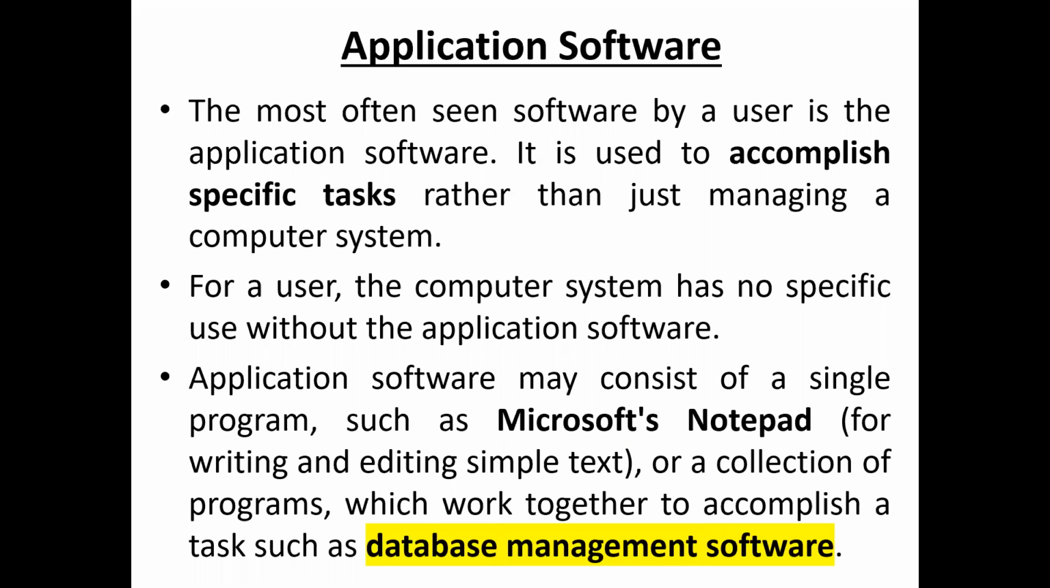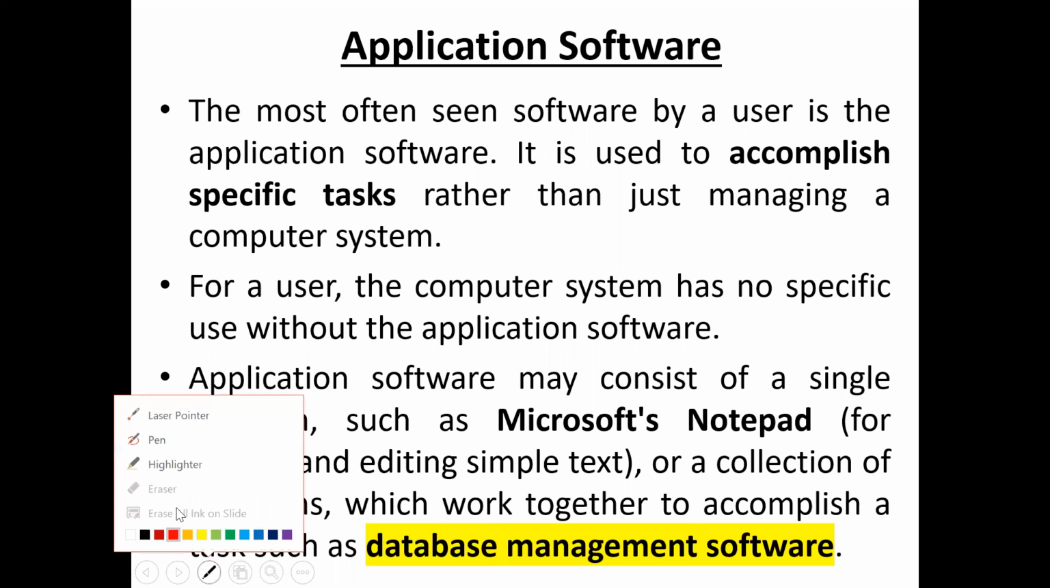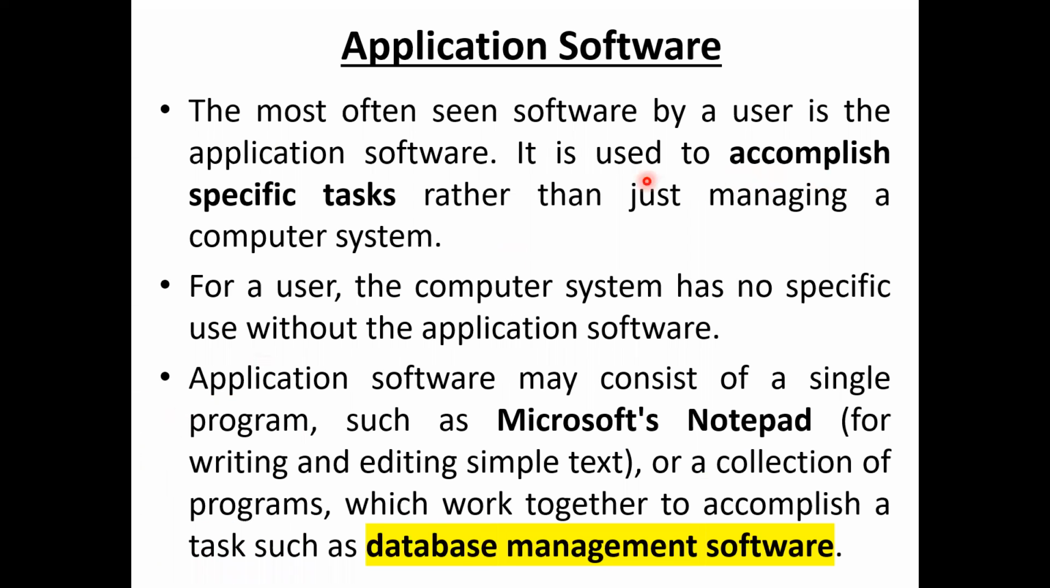software. It is used to accomplish specific tasks, so this is a very important point here. It is for accomplishing specific tasks rather than just managing the computer system. This is the function of system software. Here we are talking about a specific task that a user wants to do. For a user, the computer system has no specific use without application software.